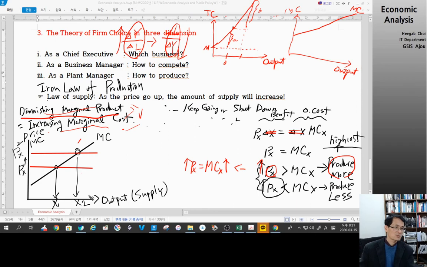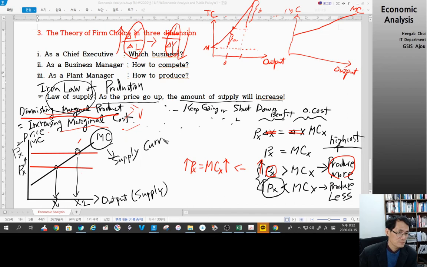So what's the conclusion? We derived this law of supply, and what does it tell? As the price goes up, the amount of supply will increase, right? Because the enterprise can sustain more output, even though it has a higher marginal cost, the price has already gone up. So I'm saying that this marginal cost will be the supply curve, right? So we have this law of supply, right?